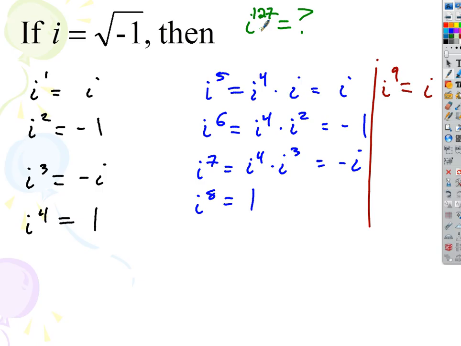Well, how many times does 4 go into 9? 2. I don't care that it goes in 2 times. What I really care about is how many are left over when 4 divides into 9? 1. So if I want to find out what a higher power of i is, I just have to ask myself, when I break this up into cycles of 4, how many are going to be left at the end? In other words, 4 divides into 9 with what remainder? 1. I don't even care how many times it goes into 9. Well, 4 divides into 127 with what remainder?